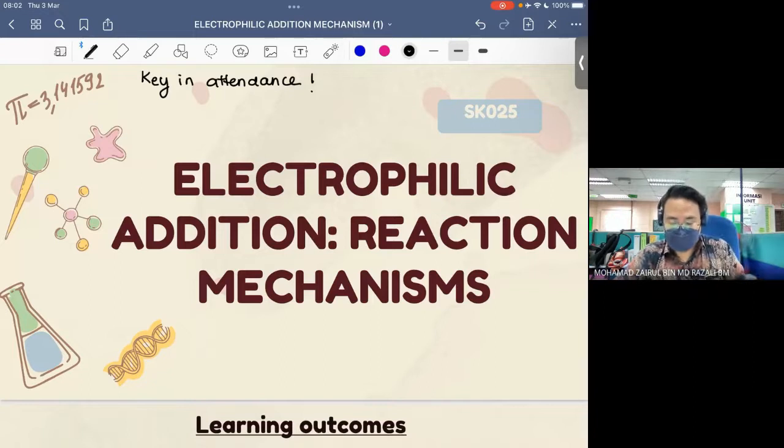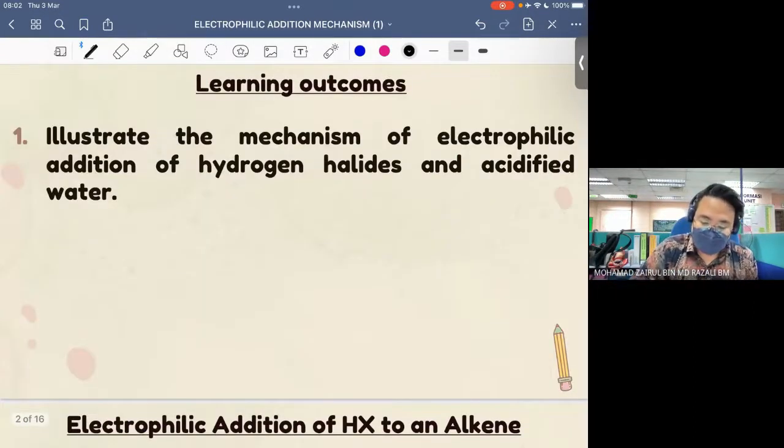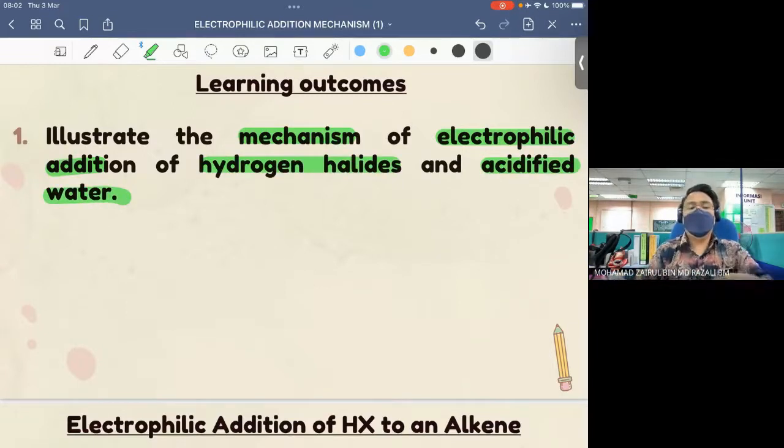By the end of this lesson, you should be able to illustrate the mechanism of the electrophilic addition of hydrogen halide and also acidified water. So kita hanya akan tengok dua sajalah mekanisme. So total awak setakat ini awak dah ada 4 mekanisme yang awak kena tahu. So macam saya cakap tadi, the mechanism for the electrophilic addition is much more simple compared to free radical. Sebab apa? Sebab dia hanya involve 2 steps sahaja. Dia hanya involve 2 different steps.